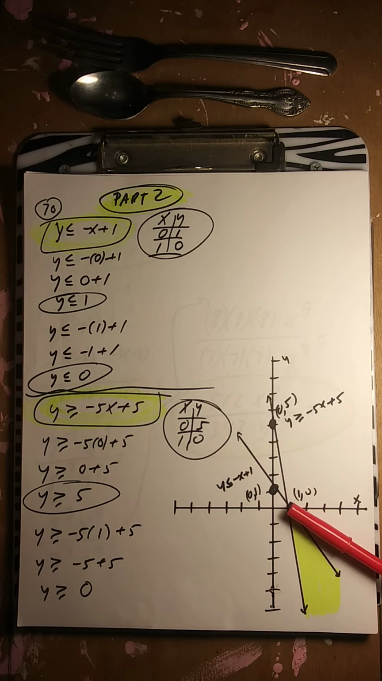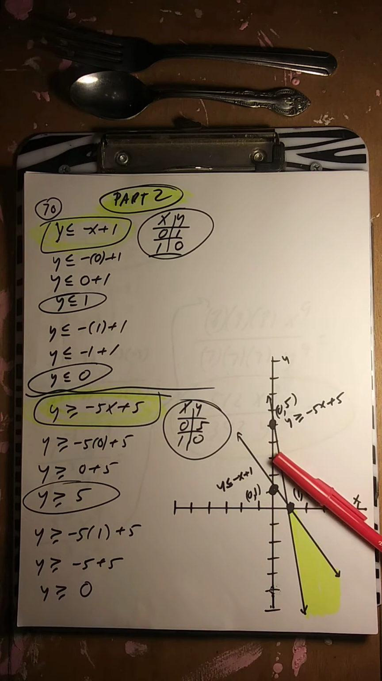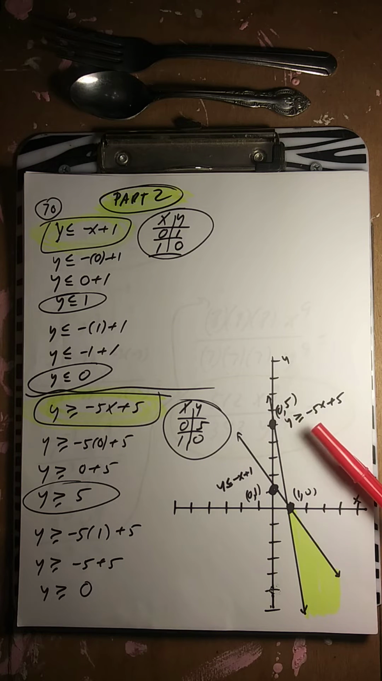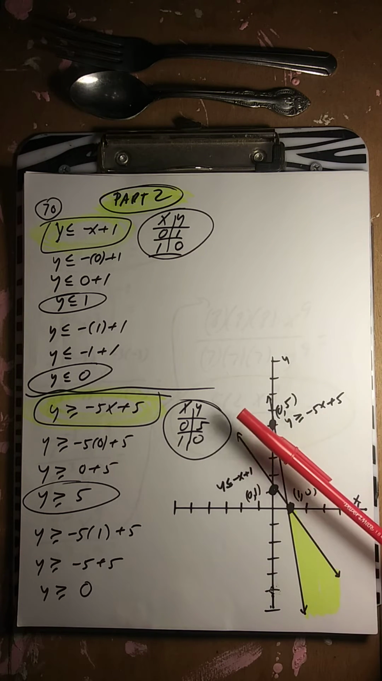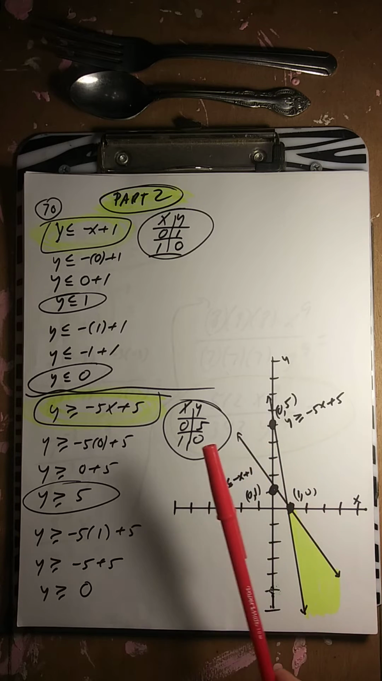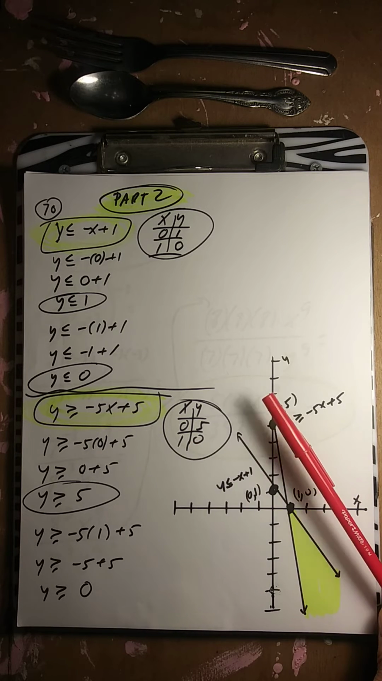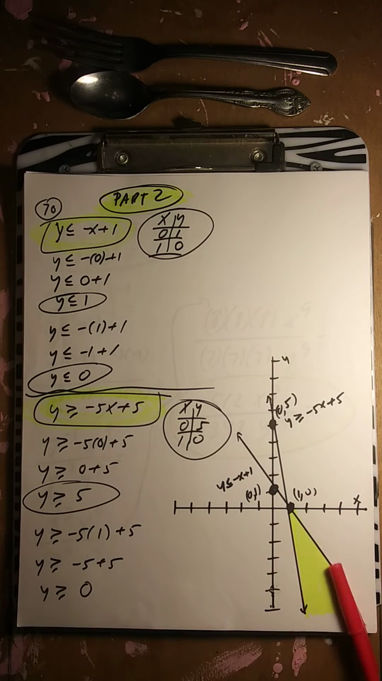Notice they intersect right there in that spot. And it says that this graph here is greater than, which means it goes this way. And this one is less than, which means it goes this way. So that one goes this way, that one goes that way. Guess what? This is the answer right there. That area is the solution set.